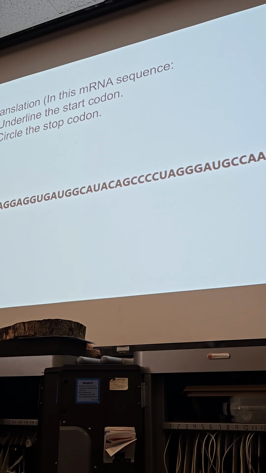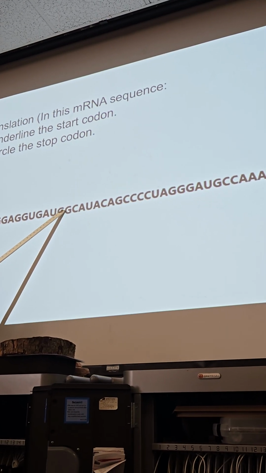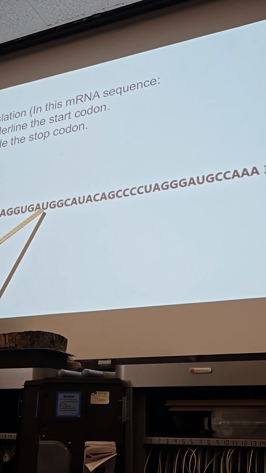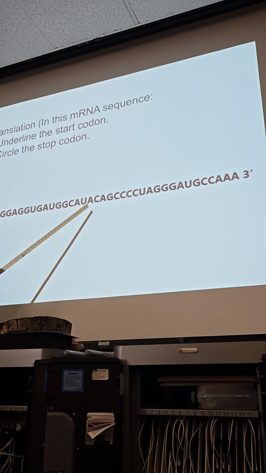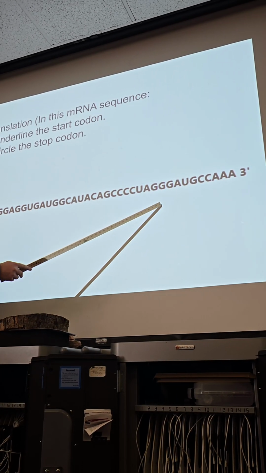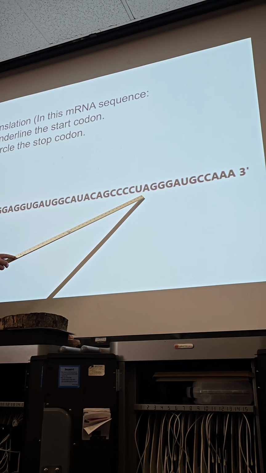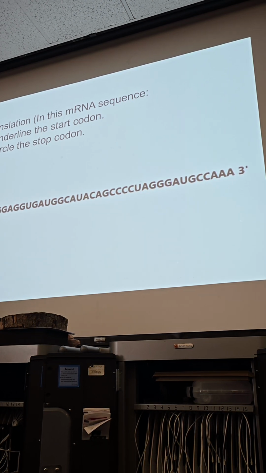What is the start codon? AUG. So we go along. What's going to be over here? Ribosome binding site. We move 5' to 3'. So we go along until we reach AUG. Okay, there's our start codon. Then we go every 3 nucleotides until we reach what? UAG. That's a stop codon. There are multiple stop codons, but that is just one of them.